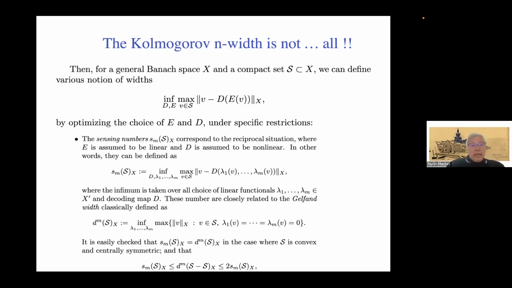So this, I have no time to explain much, can be related to the Gelfand width. In case S is convex and centrally symmetric, the last line is the relation that exists between the sensing number and the Gelfand m-width, which is that the Gelfand m-width dm of S minus S is less than 2 times the sensing number of S. S minus S meaning all functions that are written as the subtraction of 2 elements in S.